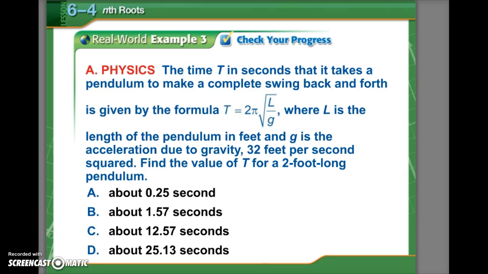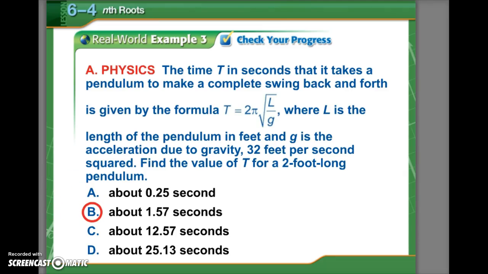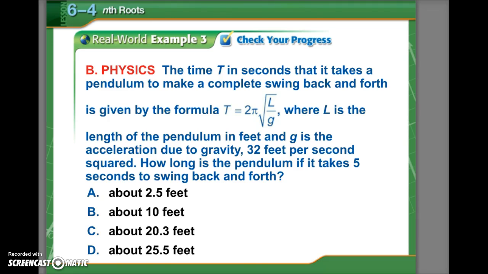Okay, here's the problem for you guys to check your progress on. We've got a physics problem this time with a different equation. Pause the video as long as you need, read through the problem, work the problem out on a sheet of paper. When you have your answer, come on back to the video and go to the next slide. And our answer this time is B. For the second part of this problem, go ahead and read through that. When you have your answer, come on back and advance to the next slide.